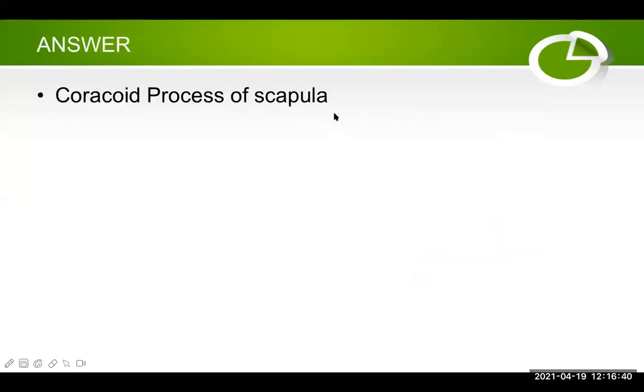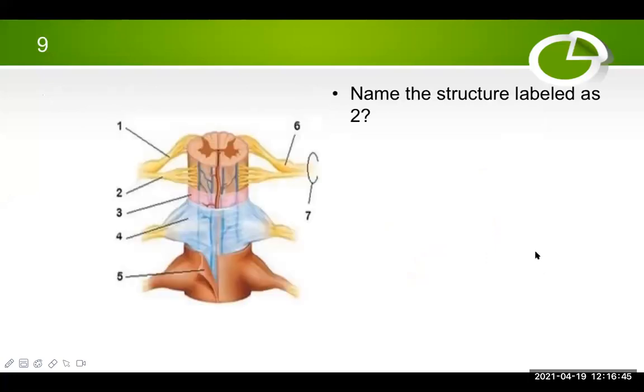So coracoid process of scapula. Absolutely correct. Now, question number 9. Name the structure labeled as 2. So where is 2 here? It is right there. So which structure is this? Anybody? Write this right here.